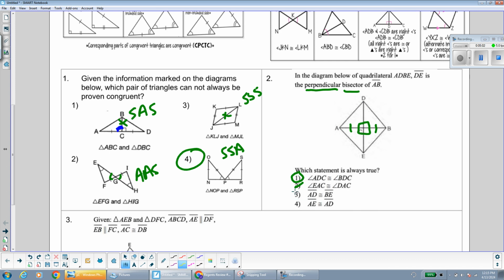The last answer choice says that AE is congruent to AD. So that would require this triangle and this triangle. And it's the same as with the other one. We actually looked at these two triangles before for answer choice 2. They share the side in common. They have the right angles, but that's all they have. All they have is one S and one A. SA is not a way of proving the triangles congruent. We would need something else in order to know that they're congruent to CPCTC, AE, and AD.